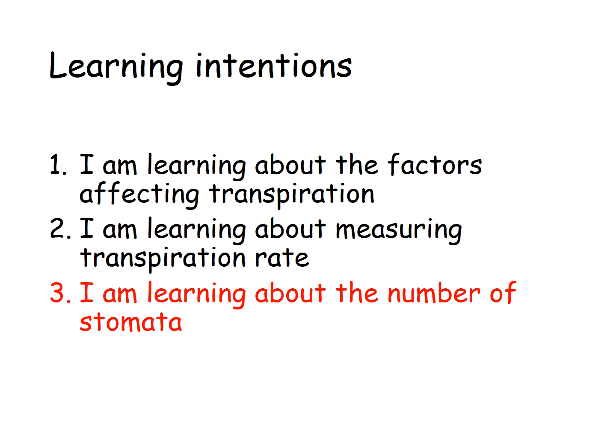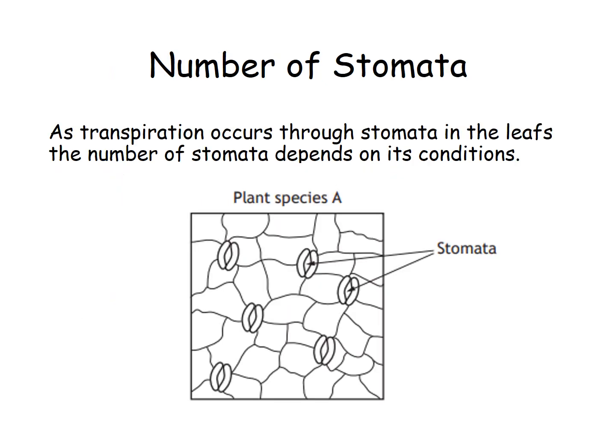And lastly, we're going to look at the number of stomata. The number of stomata on the leaf depends on the conditions that the plant has been grown in. If there are large numbers of stomata on the leaf, we expect the transpiration rate to be higher. Okay, but that depends on the conditions that the plant is grown in.